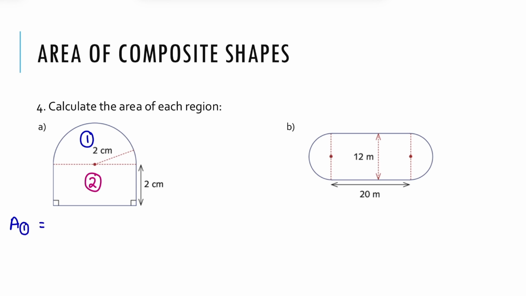Now notice here that that is a semicircle. So the fraction of that semicircle is a half, and I multiply it by pi times the radius. Notice the radius is this part here. So the radius will be 2 squared. So here I will end up with 2 times pi.